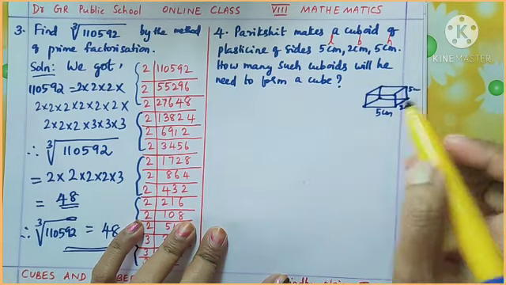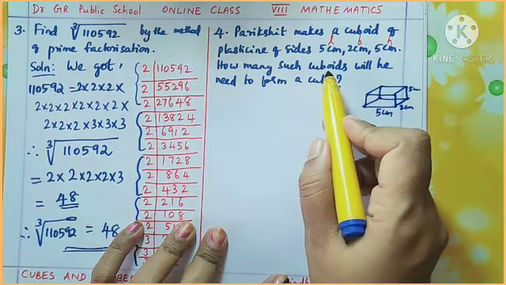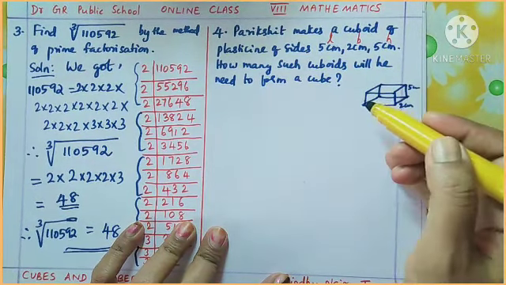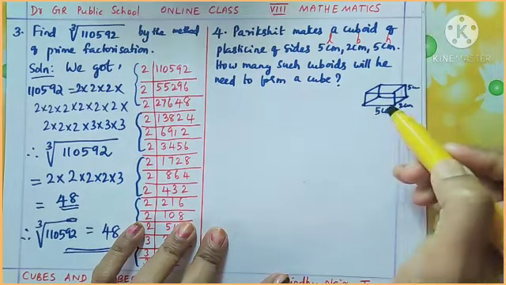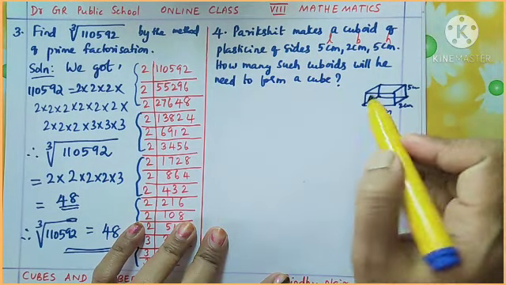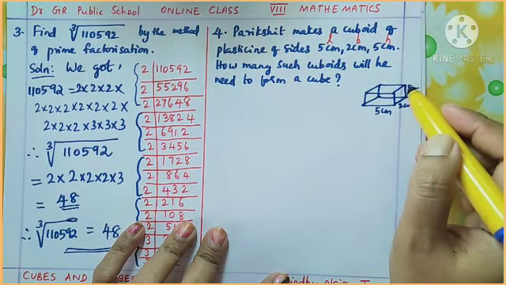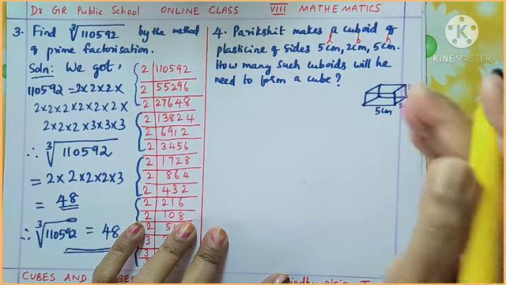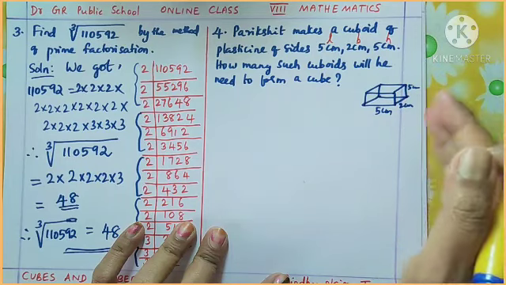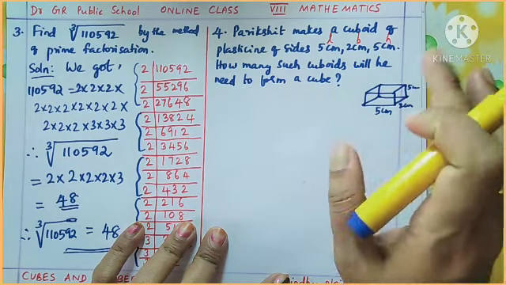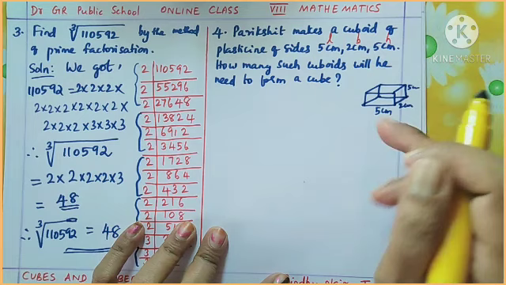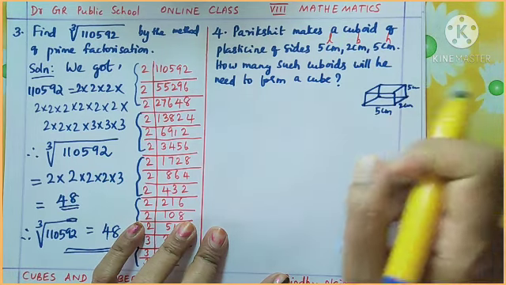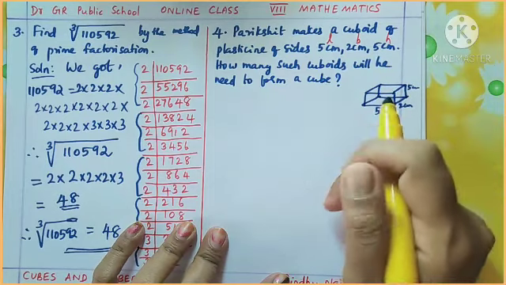So the question is, how many such cuboids? Like this cuboid, how many numbers does he need to form a cube formation? So how many such cuboids will he need to form a cube? How many cuboids are needed of this type to form a cube formation? And you know, in a cube, what is the speciality? All the sides of a cube are equal.